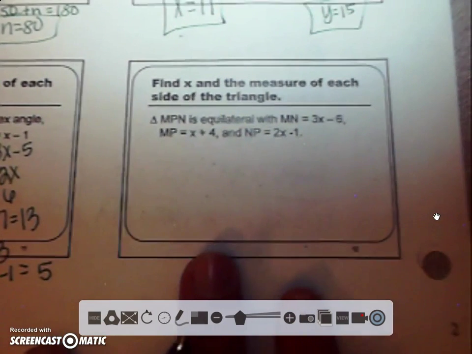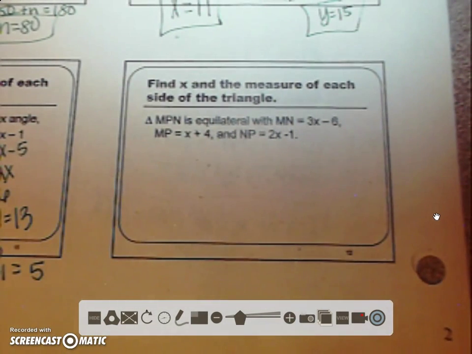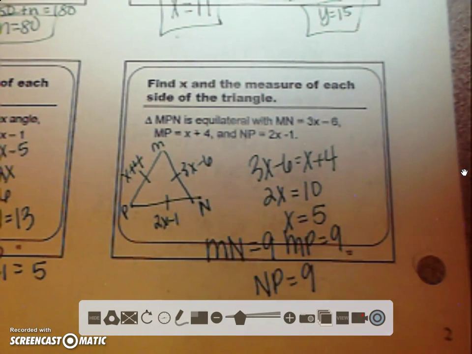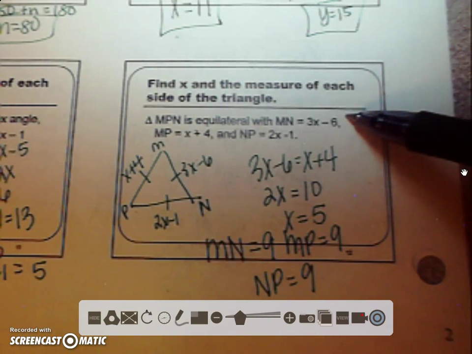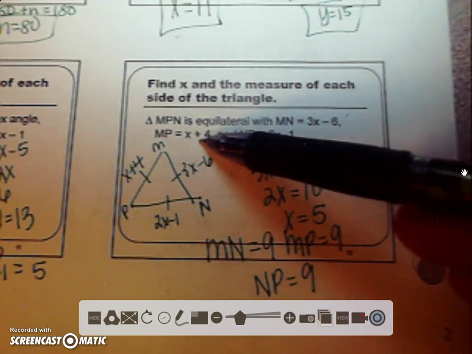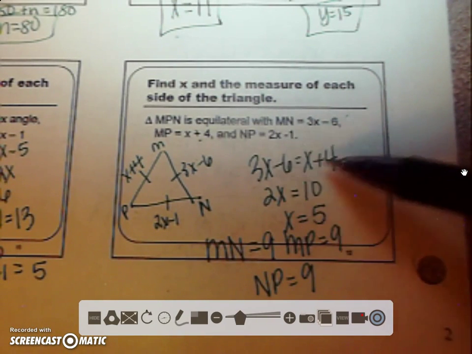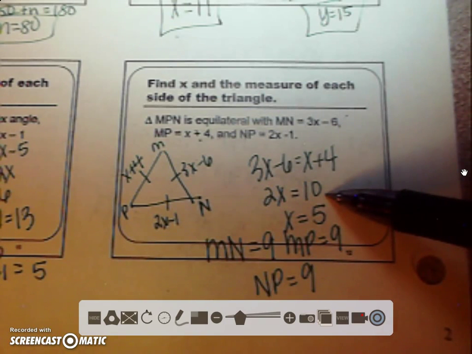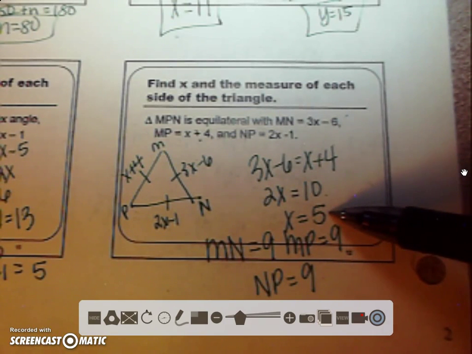So I would like for you to work this next one on your own, and then come back and check your answer. Okay, we know that triangle MPN is equilateral, so that means all of the sides have to be the same. Pick two of them that you're given and set them equal to each other. So MN is 3x minus 6. MP is equal to x plus 4. Solve for x. So you get 2x equals 10, then x is equal to 5.